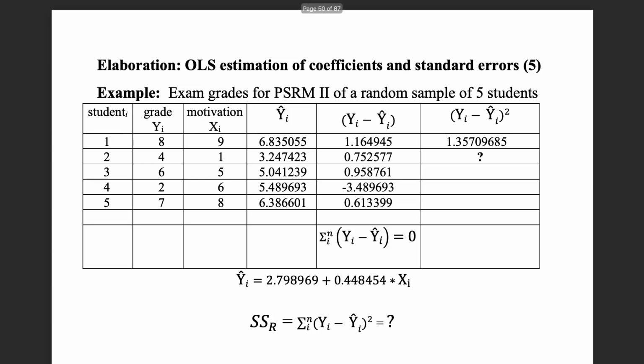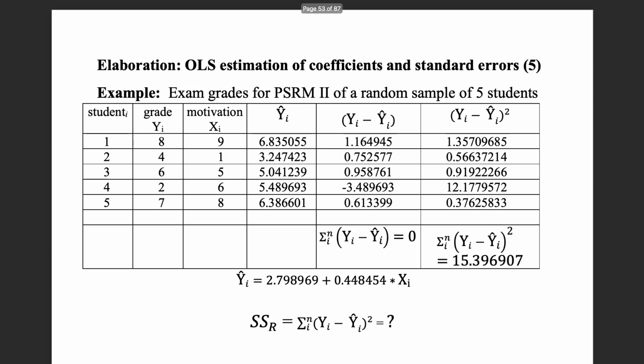And you can do the same thing for the second student. How would you calculate that? Well, yes, 0.752577 times 0.752577, which works out to 0.5663714. And again, we can do this for all the different observed residuals in our sample data set.